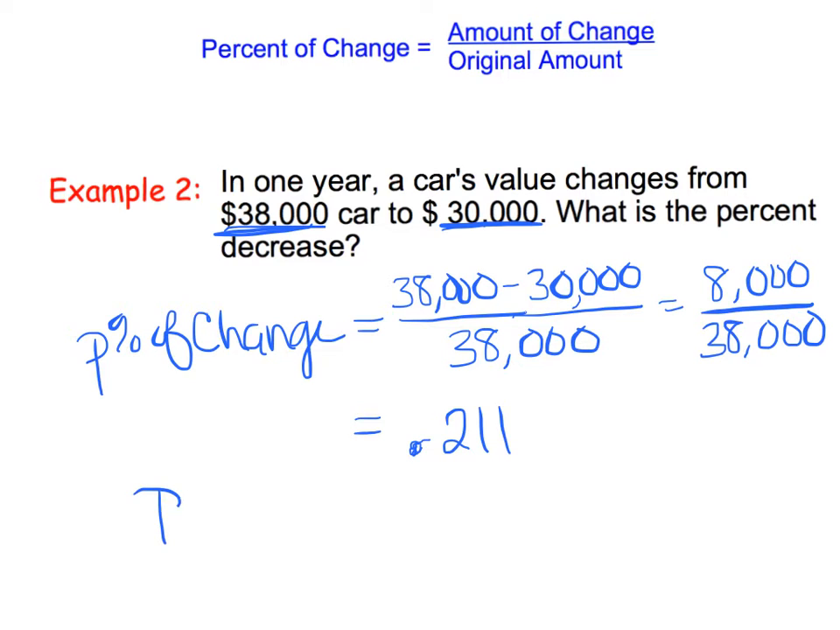But to write the percent of decrease, I'm going to multiply that number by 100, moving my decimal place 2 places to the right. So my percent of decrease is 21.1%. So you can say that your car lost 21.1% of its value in 1 year.